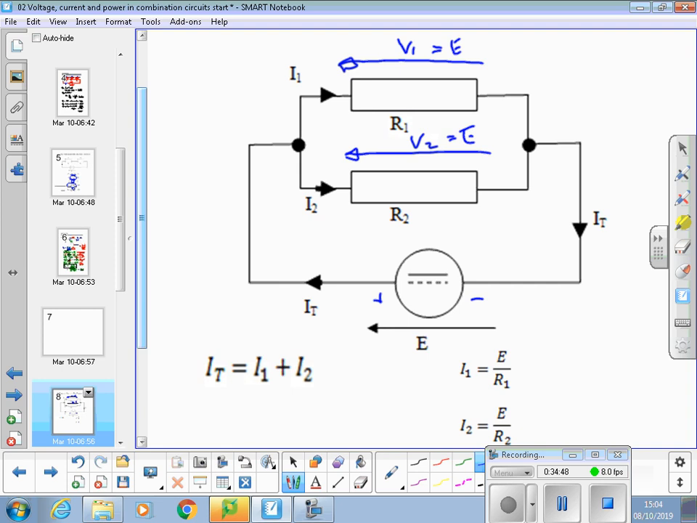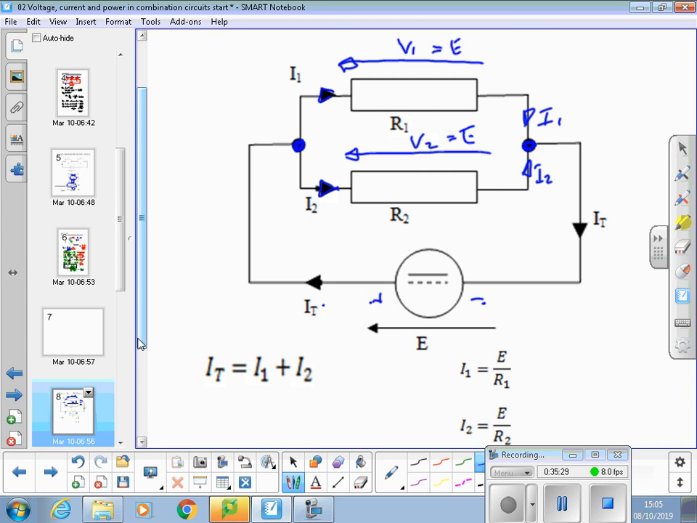But when we get to this connection here, quite commonly known as nodes or connection points, this current IT splits into two separate currents, I1 through the resistor R1 and I2 through the resistor R2. They both come back together here to make up IT again.